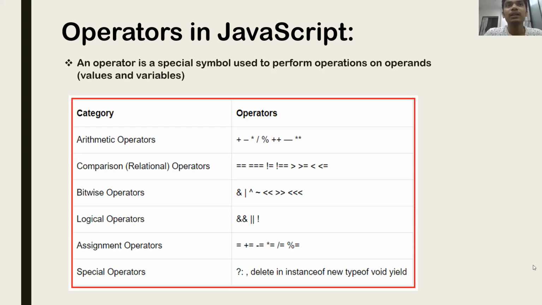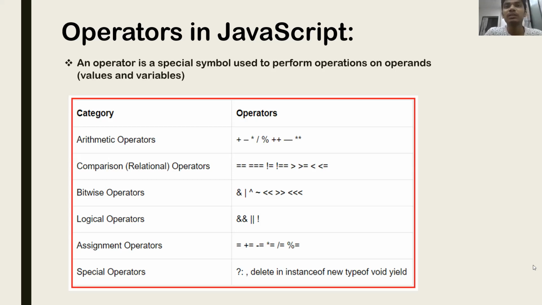The arithmetic operators include all the mathematical operators: addition, subtraction, multiplication, modulus, which gives us the remainder, and increment and decrement operators as well. Then the next one is comparison operators. These are the operators by which we can compare two or many values. Then the next one is bitwise operators.